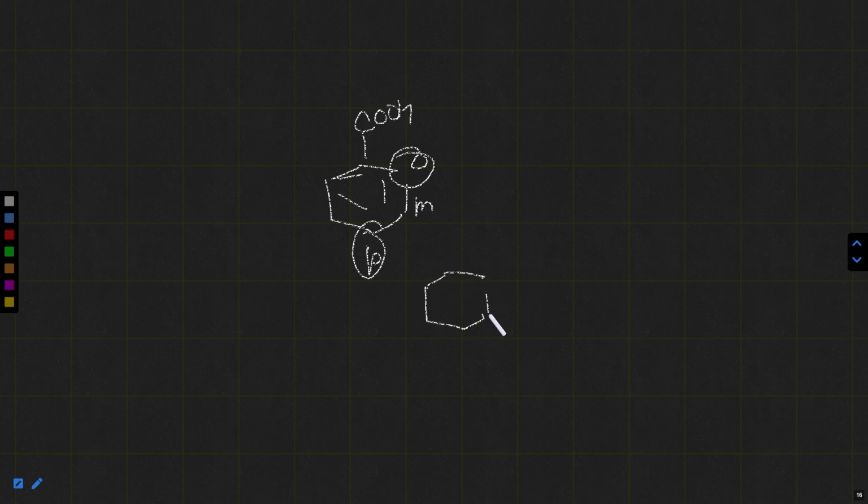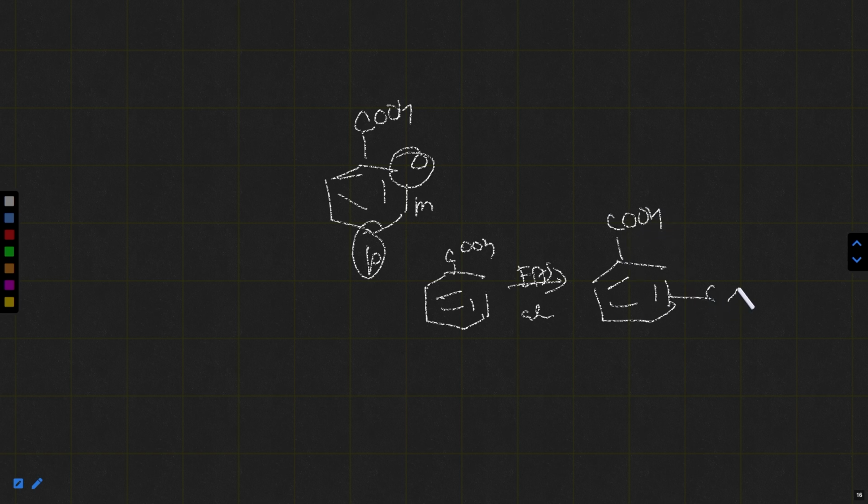So if you take the carboxylic acid and do the electrophilic aromatic substitution, say with the help of chlorine, you will end up with this kind of product. Okay, clear? So this is about the electrophilic aromatic substitution. With this, we have covered all the reactions of your carboxylic acid.